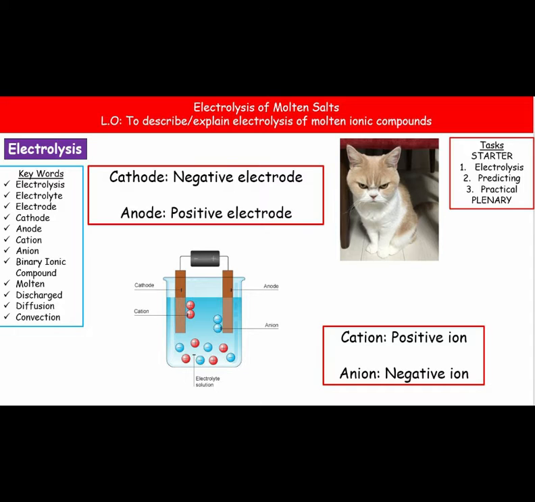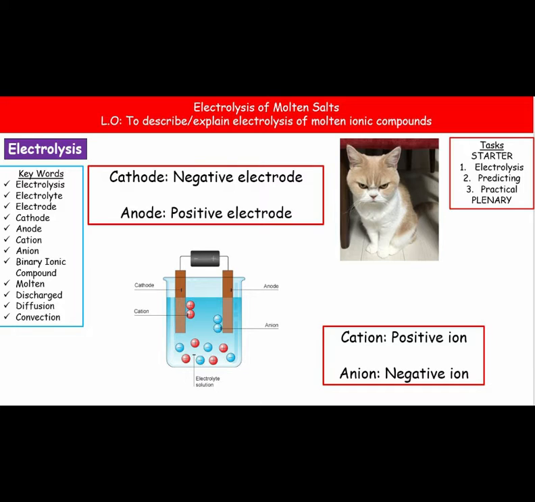Now, what we can see in that diagram is that we've got the basic setup of electrolysis. So at the top, we've got our power supply, as we already said. Coming off the two sides there, we've got our two electrodes. One positive, the other is negative.